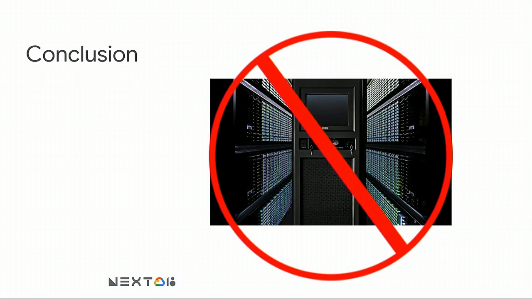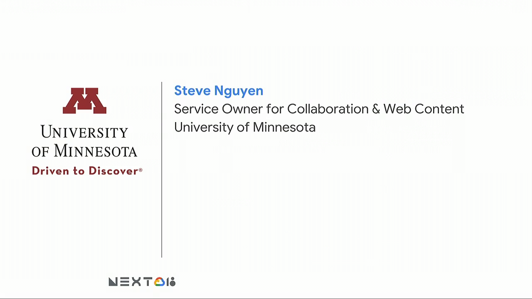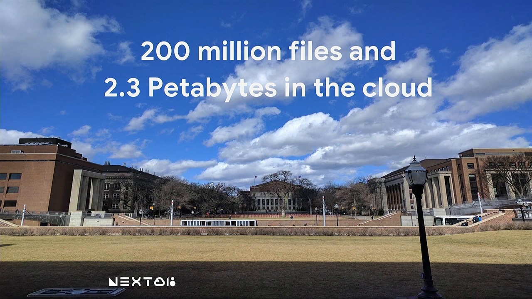What I want to talk about next is the University of Minnesota and how we have 200 million files and 2.3 petabytes in the cloud. We're ready for storms, tornadoes, and even the occasional squirrel. And I'll explain that one later. While we don't have earthquakes like Arun did, we have other things that cause us to think about DR. And so I want to walk you through how we've done it here at the university and how you can do the same.